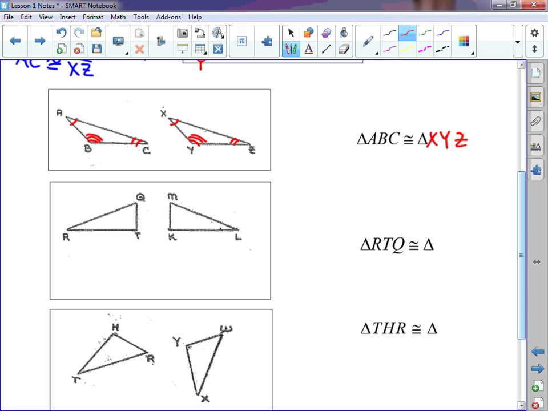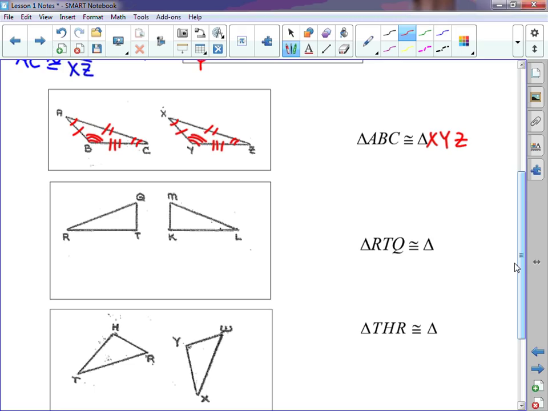All of my angles, corresponding angles are the same. Corresponding sides are the same. Thus I have all 6 pieces. Now notice, it's not that all 3 sides are the same. These could be 3 different side lengths. But A and B and X and Y have that same measure.